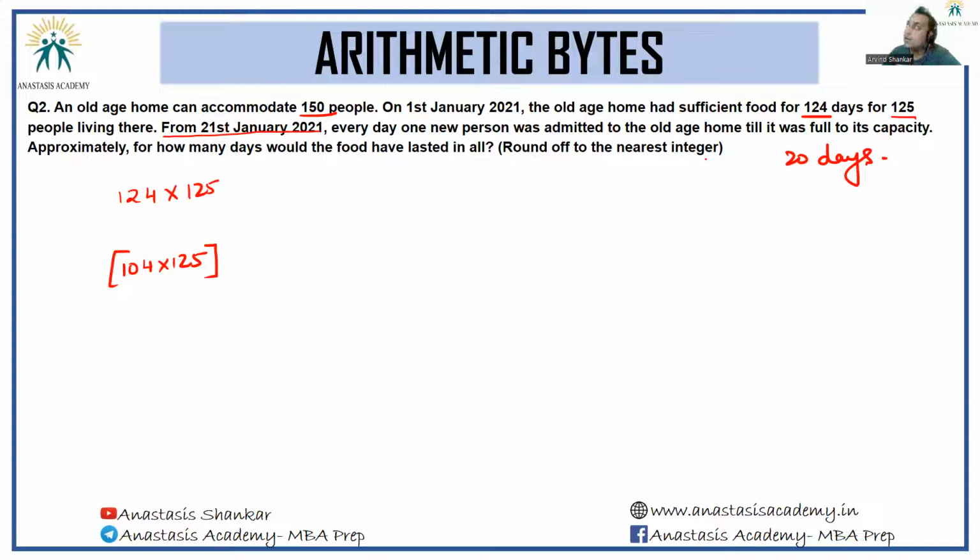Every day, a new person was admitted to the old age home till it was full to its capacity. Now, see, I'm assuming every person eats 1 unit of food. So, on the first day, 126 units of food would go. On the next day, 127 units of food would go. On the next day, 128 units. On the next day, 129 units. And this would keep on happening up until 150, until max capacity has been reached.